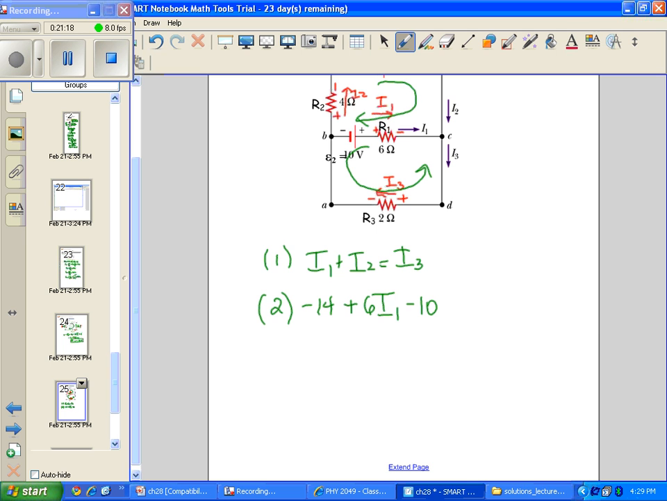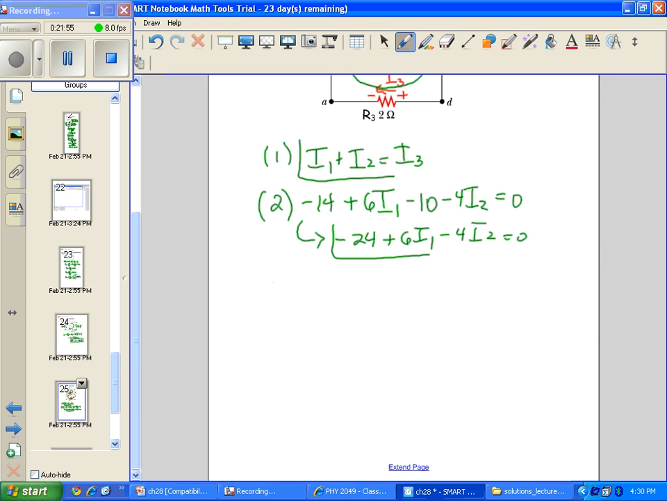Minus 10, and here again, because I'm going from the positive terminal of the battery to the negative, minus 4I2, here from positive to negative across R2, equals 0. Let's clean this up a little bit, and we end up with minus 24 plus 6I1 minus 4I2 equals 0. That's my equation 2. And let me go ahead and underline my equation 1. Let's now go to the bottom loop.